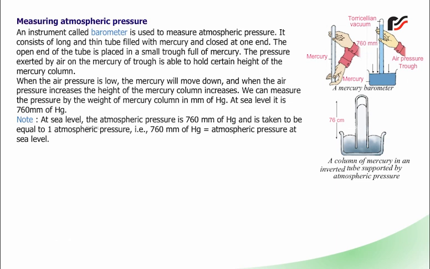At sea level, it is 760 mm of Hg. Note, at sea level, the atmospheric pressure is 760 mm of Hg and is taken to be equal to 1 atmospheric pressure. That is, 760 mm of Hg is equal to 1 atmospheric pressure at sea level.